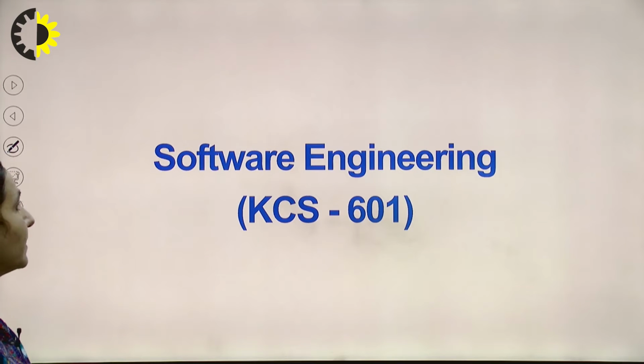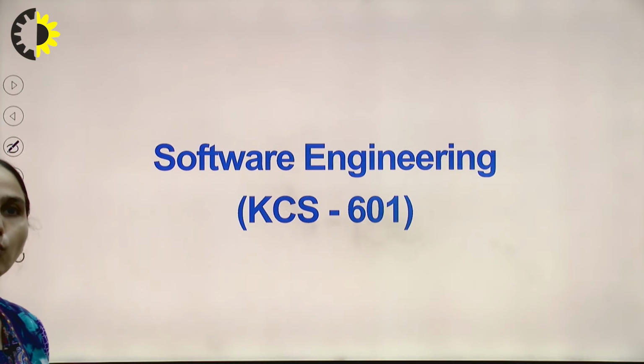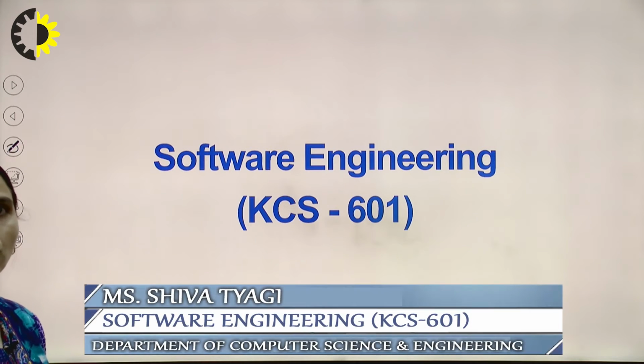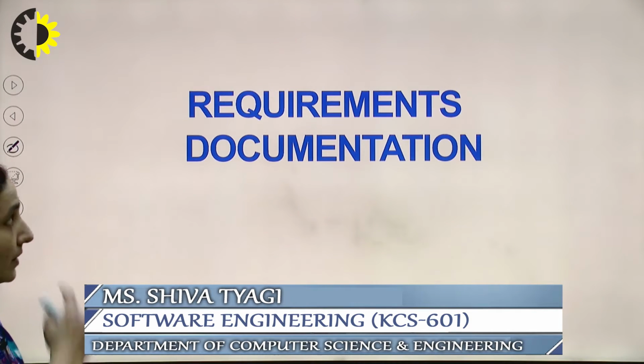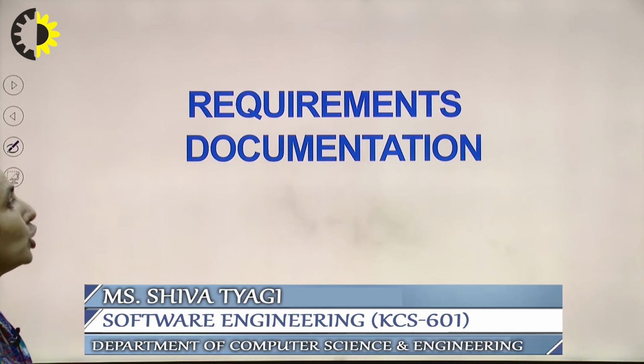Today we'll be starting with the concepts of software engineering, and the code of software engineering is KCS 601. We'll be dealing with the topics of Unit 2, that is Software Requirement Specifications, SRS. So what is requirement documentation?